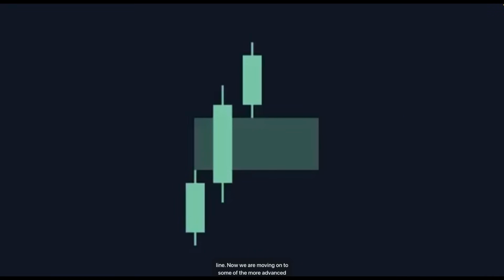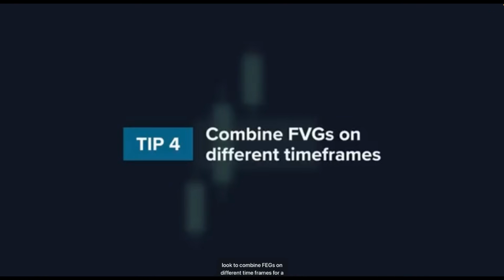Now we are moving on to some of the more advanced aspects, starting with our next tip, which is that you should look to combine FVGs on different time frames for a more precise entry.